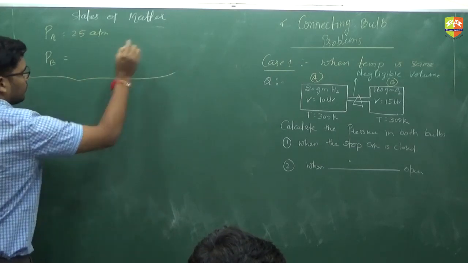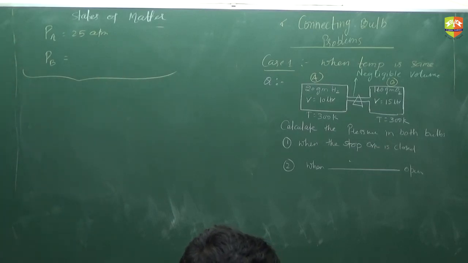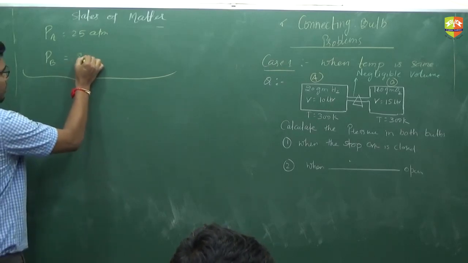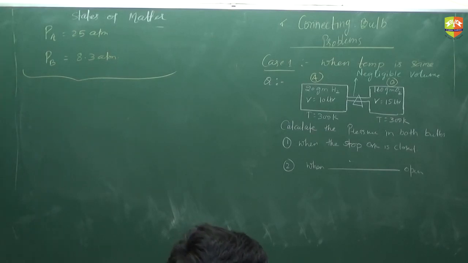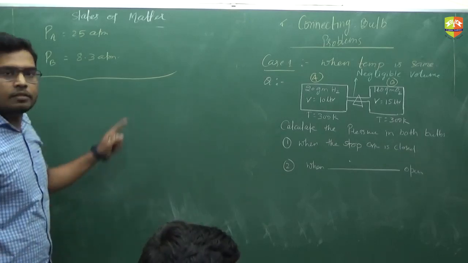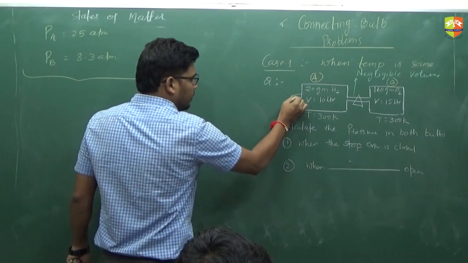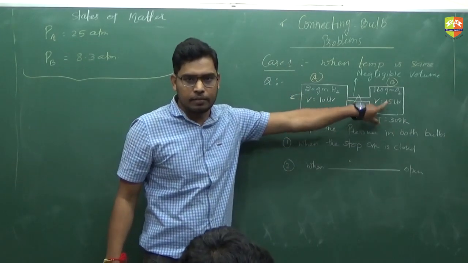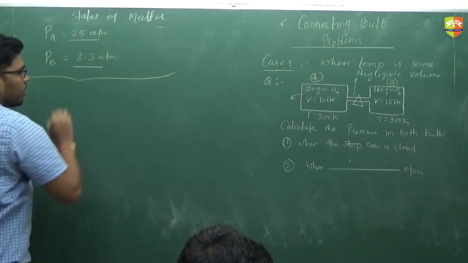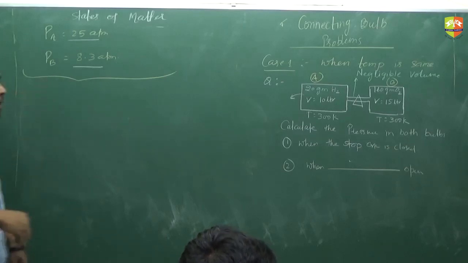Yes, I'm also getting 8.3. 25 by 3. Done. See, when the stop cork is closed, these two gases won't mix, right? So we can find out the pressure here by applying PV equals nRT, and the pressure here by applying PV equals nRT. You'll get PA equals 25 atmosphere and PB is 8.3 atmosphere. All of you have done this, right? We just need to apply PV equals nRT separately.